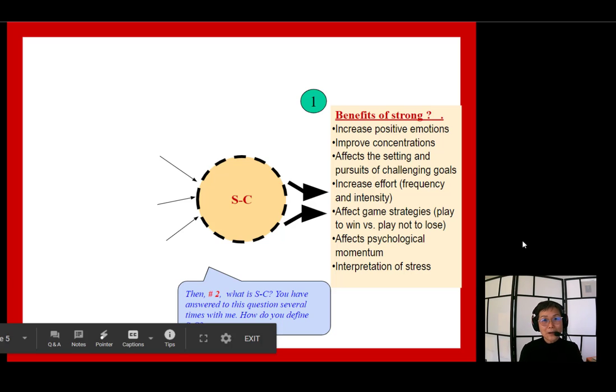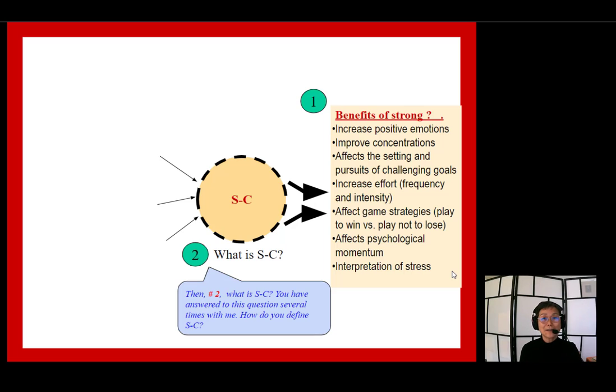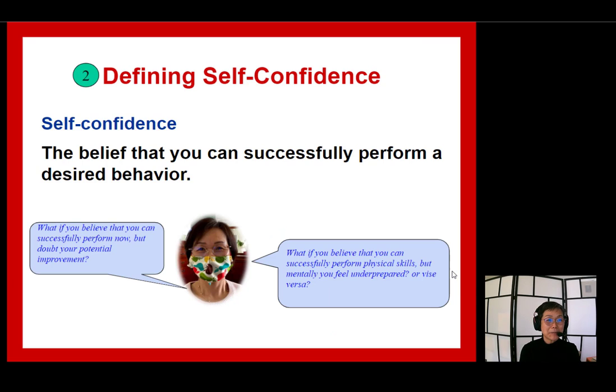Then, by the way, what is self-confidence? That's number 2. I have asked this question in previous lectures, and you beautifully answered already using your PPK. It is about what? Your belief that you can successfully perform a desired behavior, your belief that I can do it. That's your simple answer, and that is true. That's the definition of self-confidence.